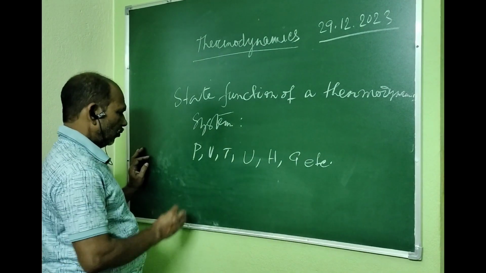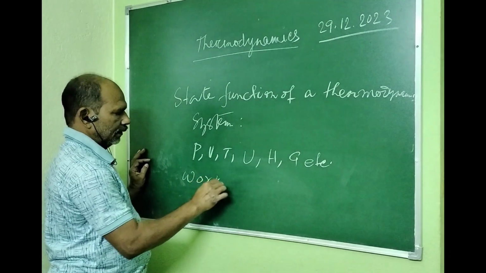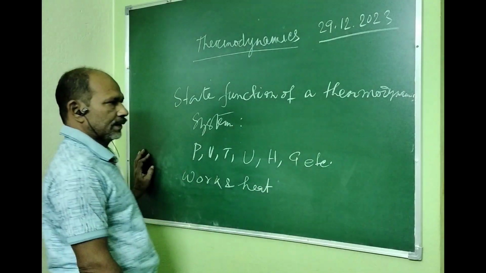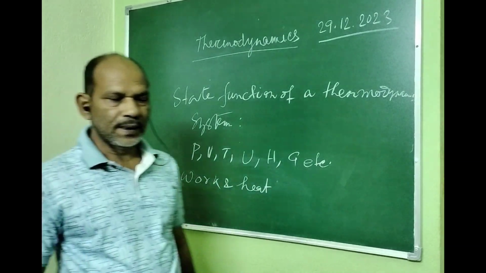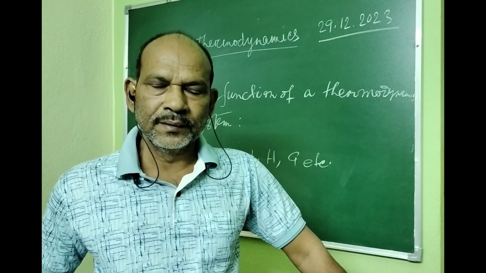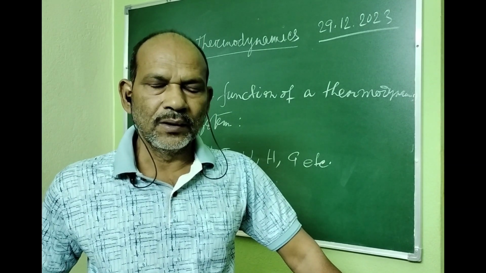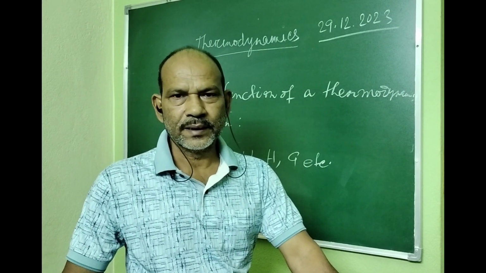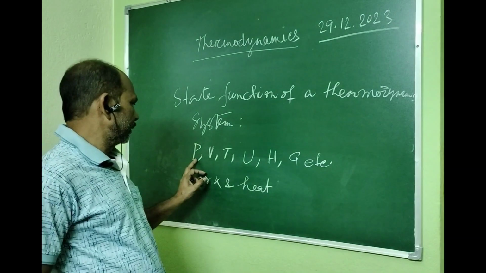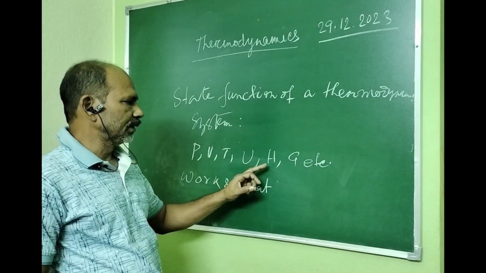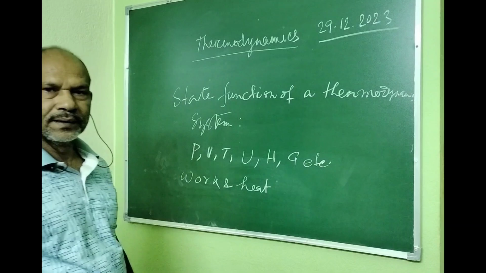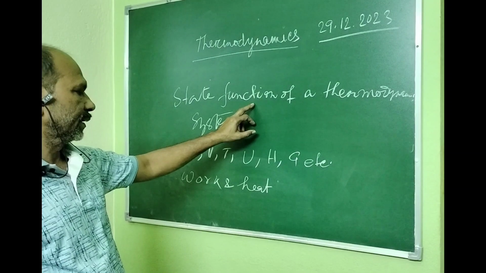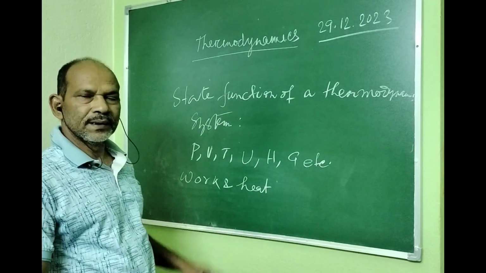But work and heat are not state functions because they are dependent on the path through which the change occurs. So work and heat are not state functions, but these properties, pressure, volume, temperature, entropy, enthalpy, free energy, are independent of the path, so they are called state functions of the system.